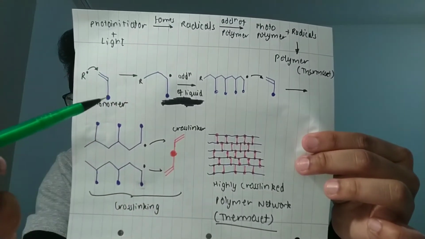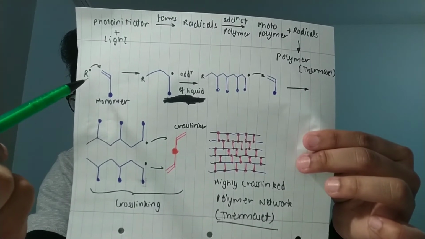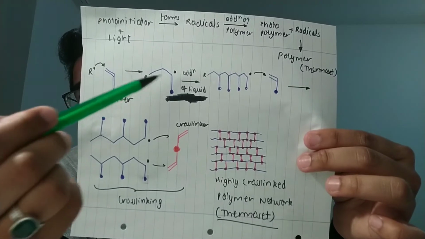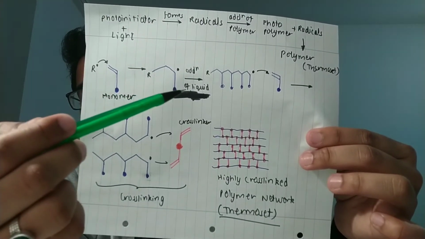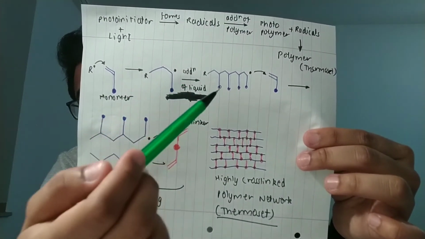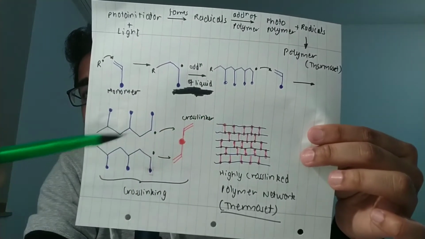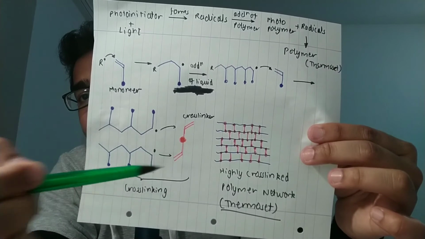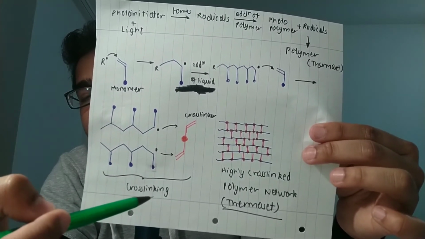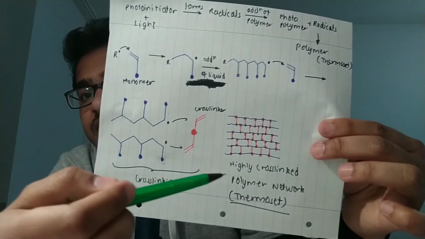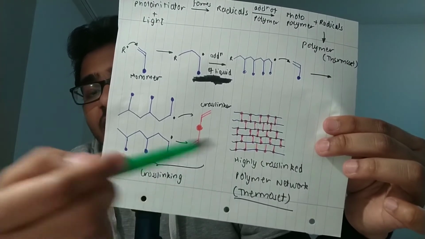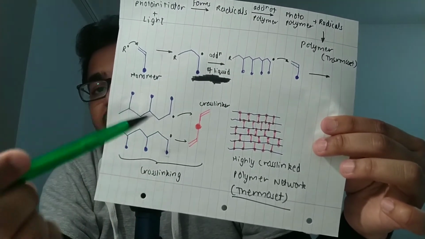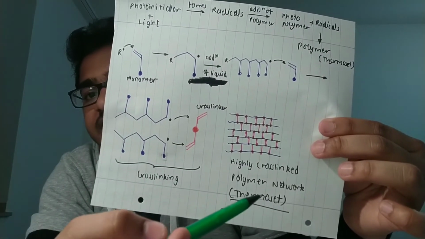Now let us jump to this diagram. The R represents radicals, and this is a monomer. So the radical reacts with the monomer and forms a basic structure. With the further addition of liquid, the chain keeps on increasing. Finally, we have two fully grown chains which are cross-linked with each other via a cross-linker, and this process is known as cross-linking. This cross-linking results in a highly cross-linked polymer network or a three-dimensional polymer network. This complete reaction leads to the curing of the liquid photopolymer, and a thermoset is formed.